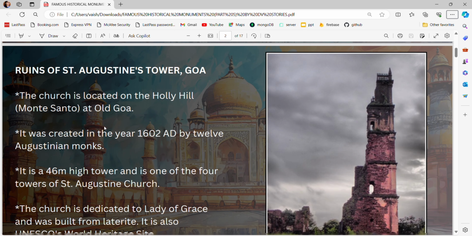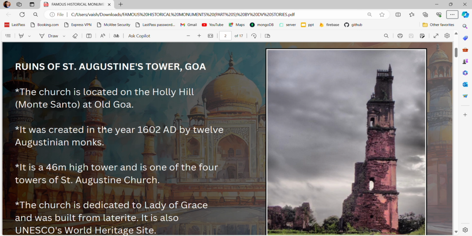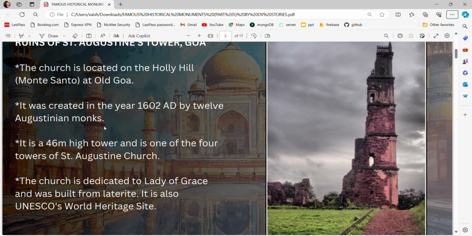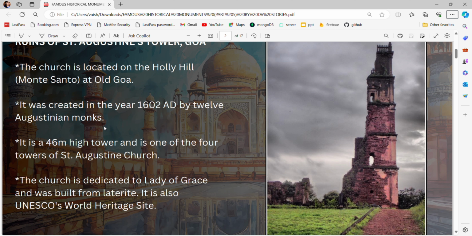And next, the ruins of St. Augustine's Tower, located in Goa. The church is located on the Holy Hill at Old Goa, and it was created in the year 1602 AD by 12 Augustinian monks. It is a 46-meter high tower and one of the 4 towers of St. Augustine Church. The church is dedicated to Our Lady of Grace and was built from laterite, and it is also a UNESCO World Heritage Site.